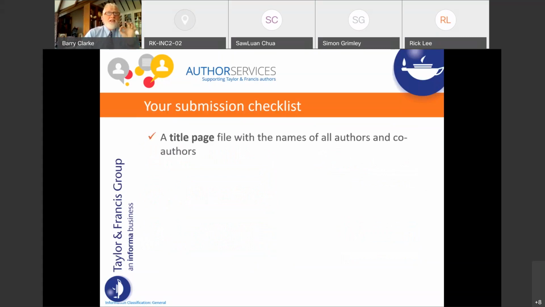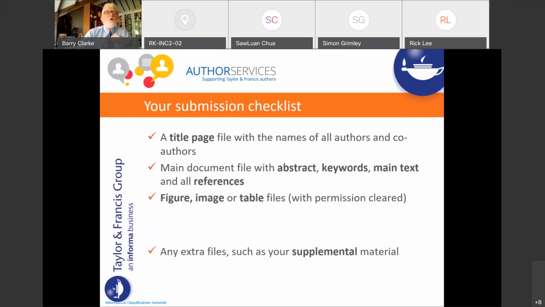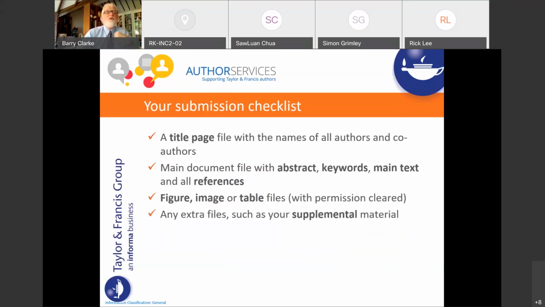So here's a few checklists before you submit your article. Make sure your title page has all the names of the authors and co-authors. Make sure the abstract, keywords and main text is there. Make sure your figures, image, and table files are all there. Supplementary material, biographical notes, and very importantly, a cover letter. Do have a critical friend to review the article one last time and send in the correct version.